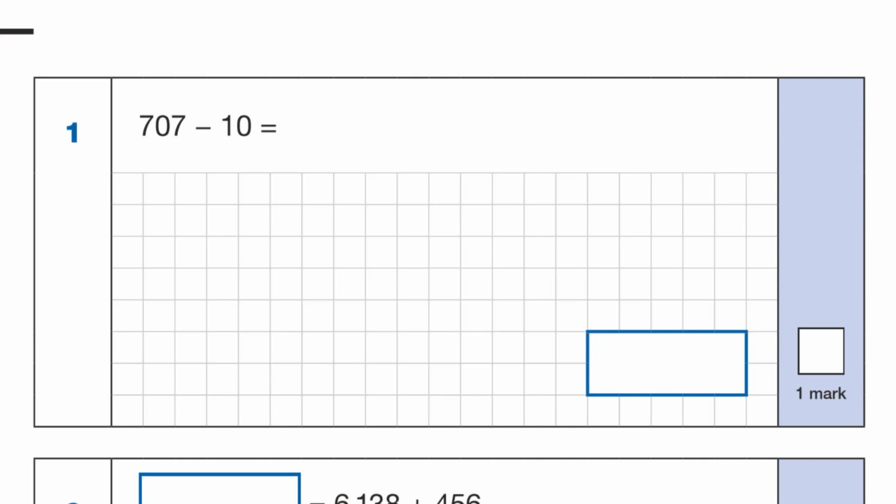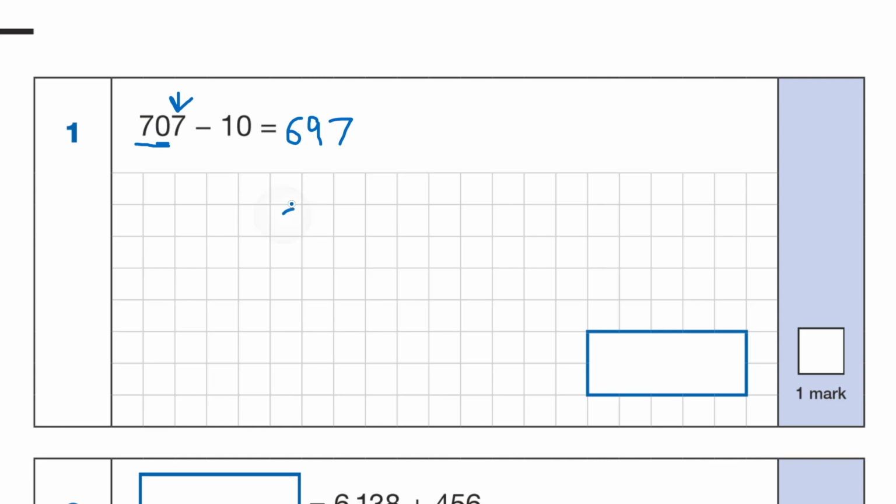Question 1, 707 take away 10. So this is just a simple subtraction, and although you could use column subtraction, you should actually be able to do this in your head. You're just taking 10 away, so it's understanding which digits are going to change. Now if you look at your tens column, you've got a 0, so you've got 0 tens, but you could also look at this as 70 tens. Okay, so if you've got 70 tens and you're taking away 1 ten, you're going to be left with 69 tens. This digit doesn't change. Okay, 707 take away 10 is 697.